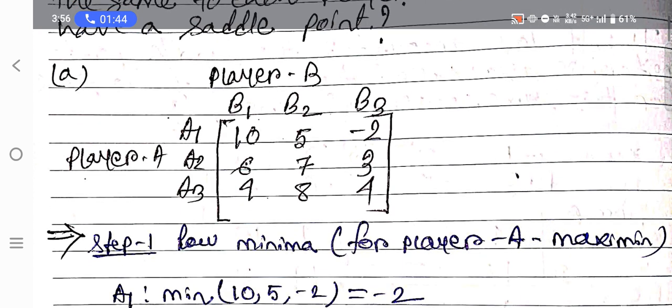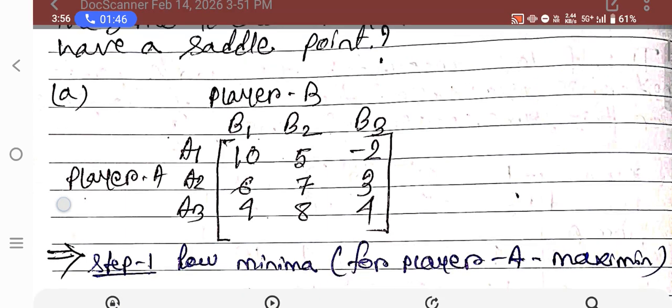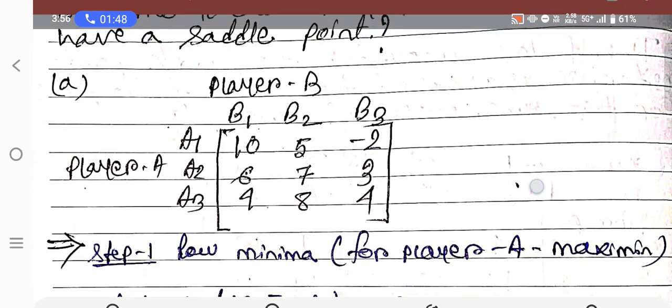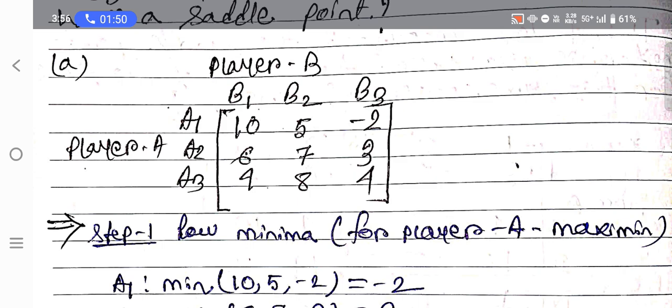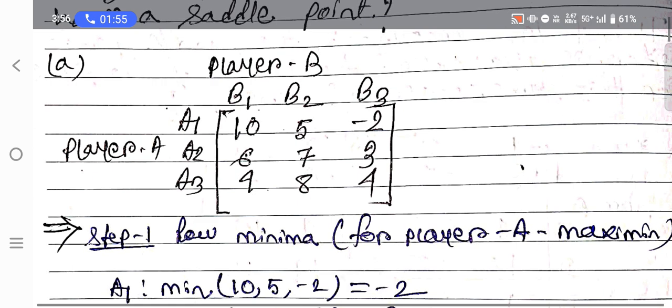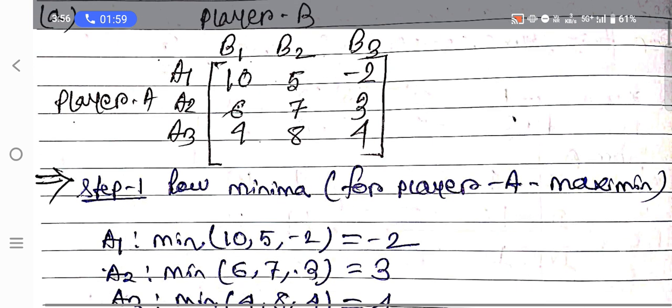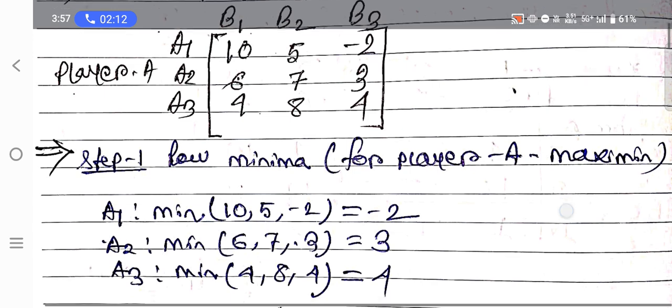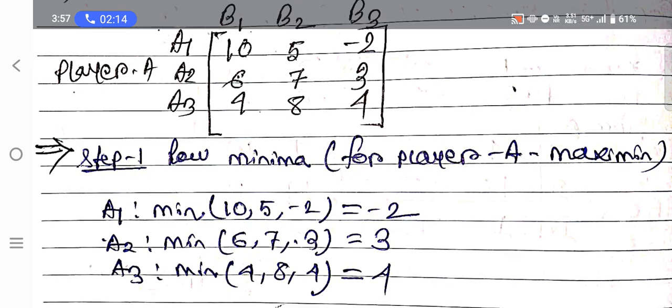So our payoff matrix is given. The question number A, player B and player A with their strategies. With the help of the maximin and minimax principle, we take the row minima for player A, and then take the maximum of all the minimum values taken from each and every row for player A.